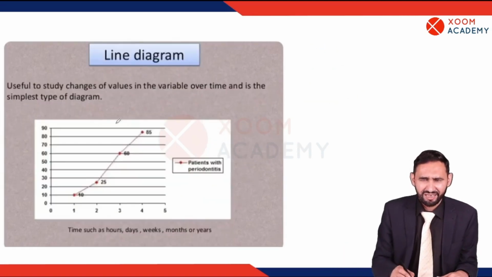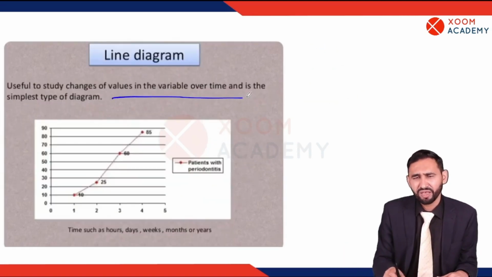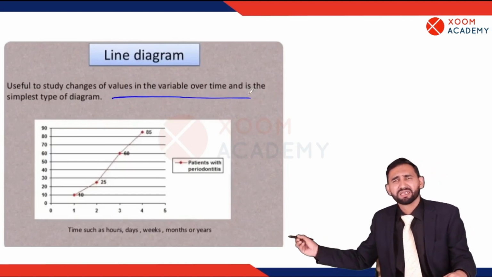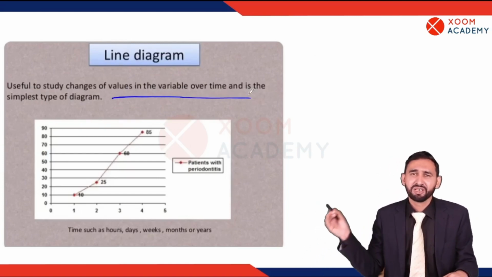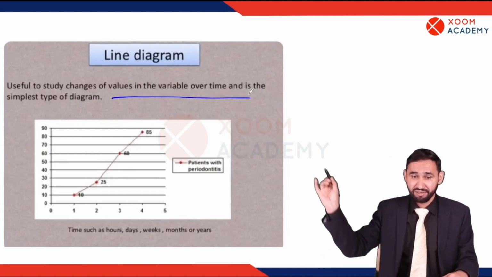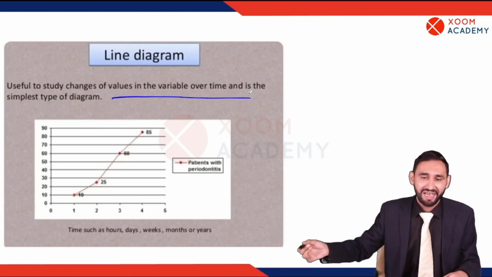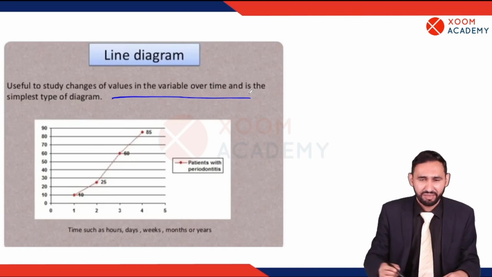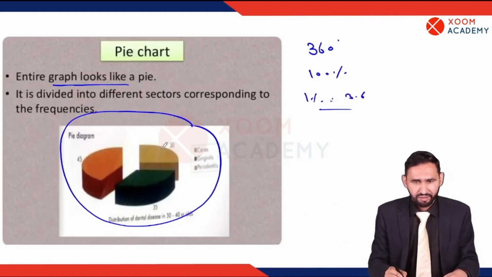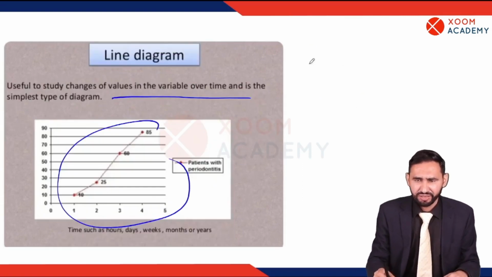The line diagram is the relationship between two variables. When you watch a cricket match, there is a relationship between the number of overs and runs. Overs are increasing and runs are also increasing. This is a line diagram, the relationship between two variables. So remember, a line diagram represents quantitative data.